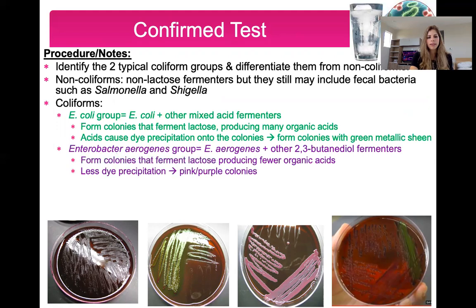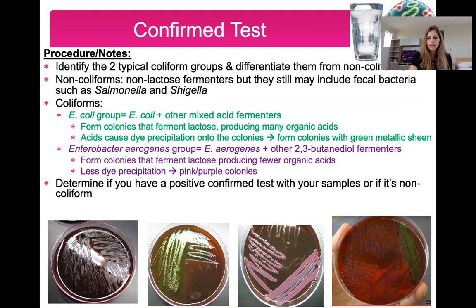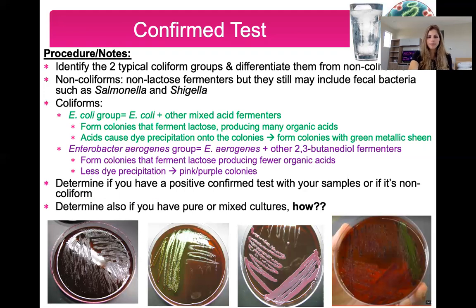And then we talked about the coliforms. So go back and read all of these. And then here we have a mixed plate. I can see it has the E. coli coliform group on it, a little bit of the pink Enterobacter coliform, and I see some clear colonies which are non-coliforms but still could be indicative of fecal bacteria.